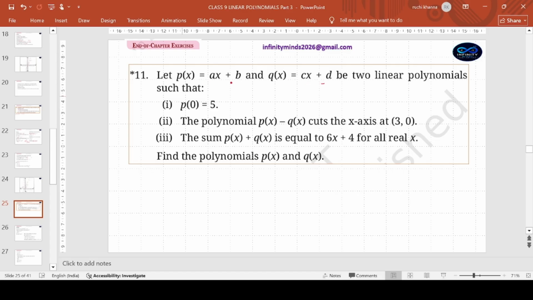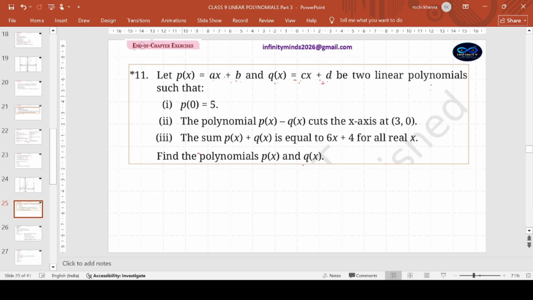Remember, there also we assumed it on our own. Here they are telling us. So there was one polynomial missing, now there are two polynomials. Both of them are linear polynomials. That's why he has chosen c and d different from a and b. ax plus b, cx plus d are two linear polynomials. Both are missing. We have to find both the polynomials.